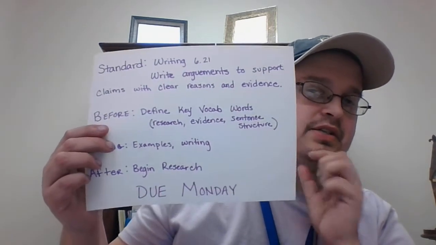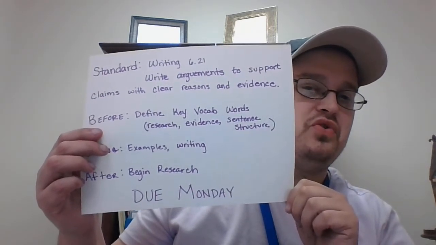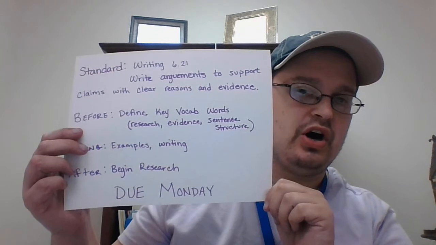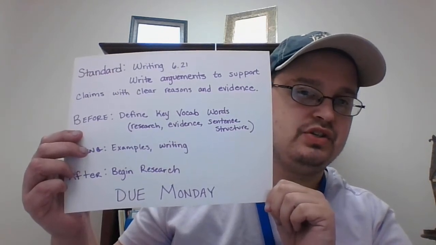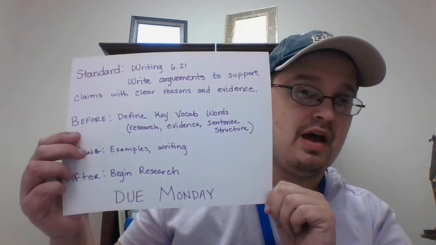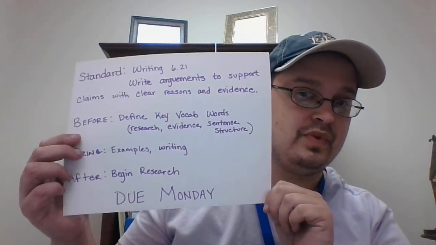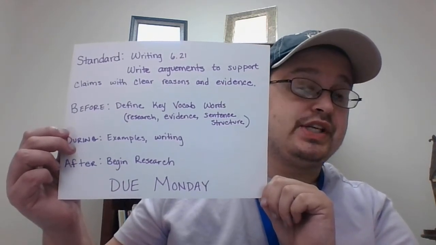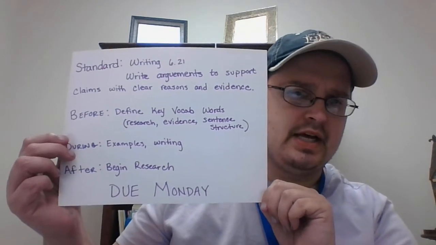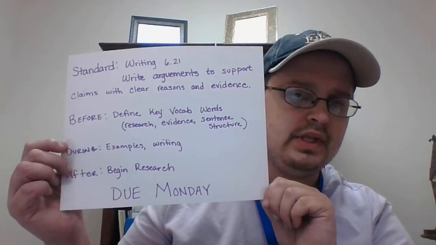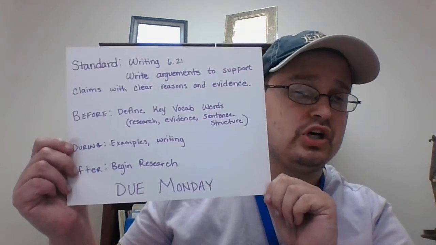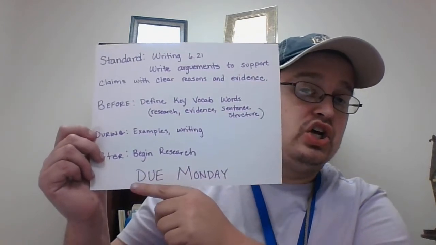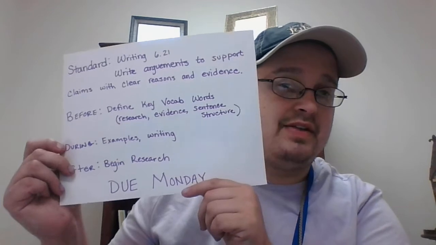Now, before we do this, we're going to define a few key vocab words. Those words are research, evidence, and sentence structure. Then during, we're going to talk about examples and writing, and we're going to go through the whole process, just like we do in class. And then after, you're going to begin your research or continue your research because you've already done it. And then due Monday. That's right. This is going to be due Monday.